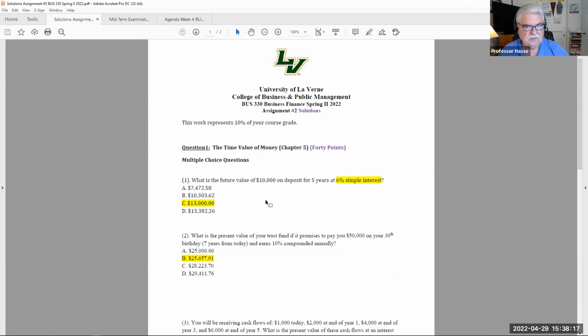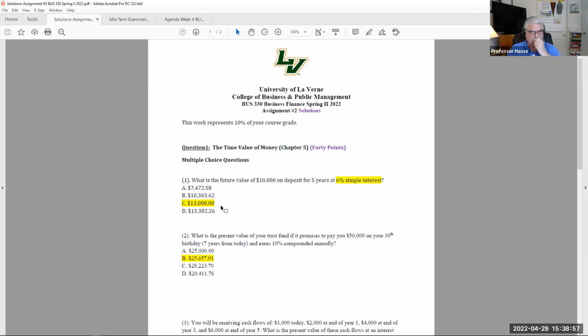Some people had difficulty with question number 1. The key part there is simple interest. In other words, it's not compounded. It's just $10,000 times 6% times 5 years. It's not compounded every year, which is the answer to D. That's when you compound that 6% every year. But simple interest means no compounding, just $10,000 times the interest rate, 6%, times the period, 5 years, and the correct answer is $13,000. Some of us missed that one. Simple interest is the key in that question.